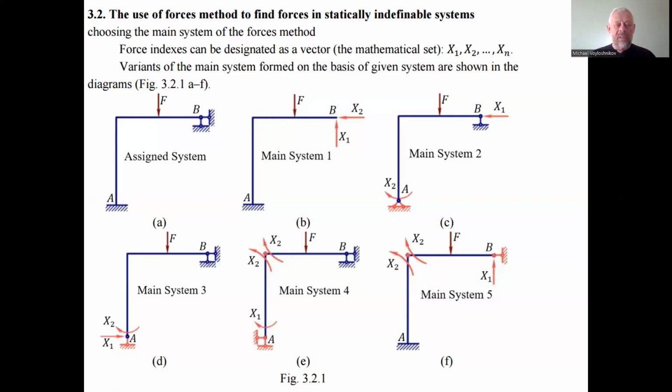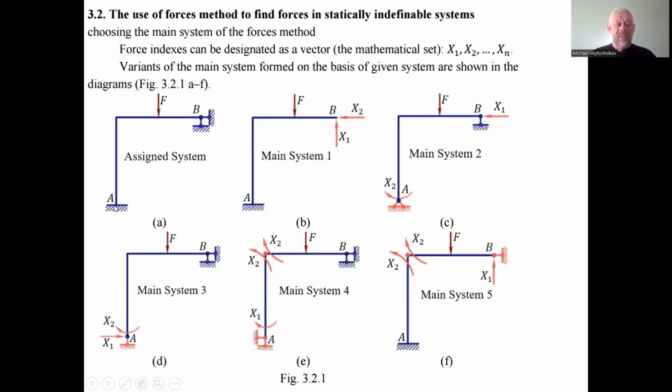For the forces method, the unnecessary links of the assigned system are to be changed by the unknown subject to find forces. So this is a forces method. It can be the options of the main systems for the assigned mechanical system. So as here, please see, for example, we have assigned system.